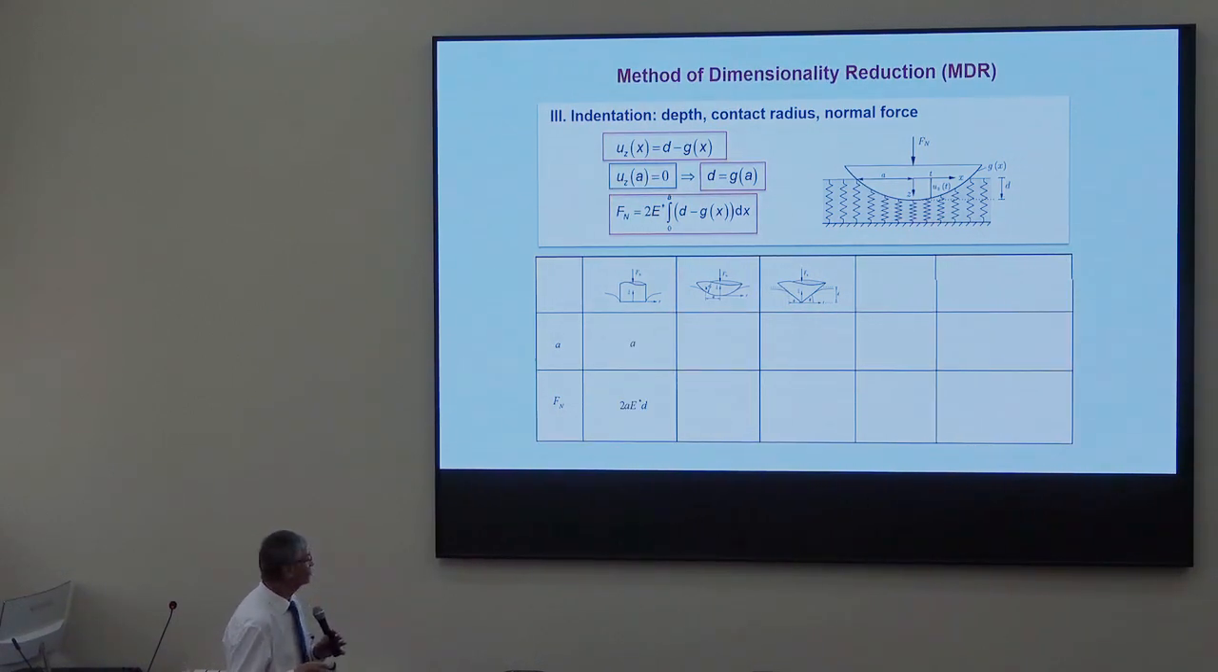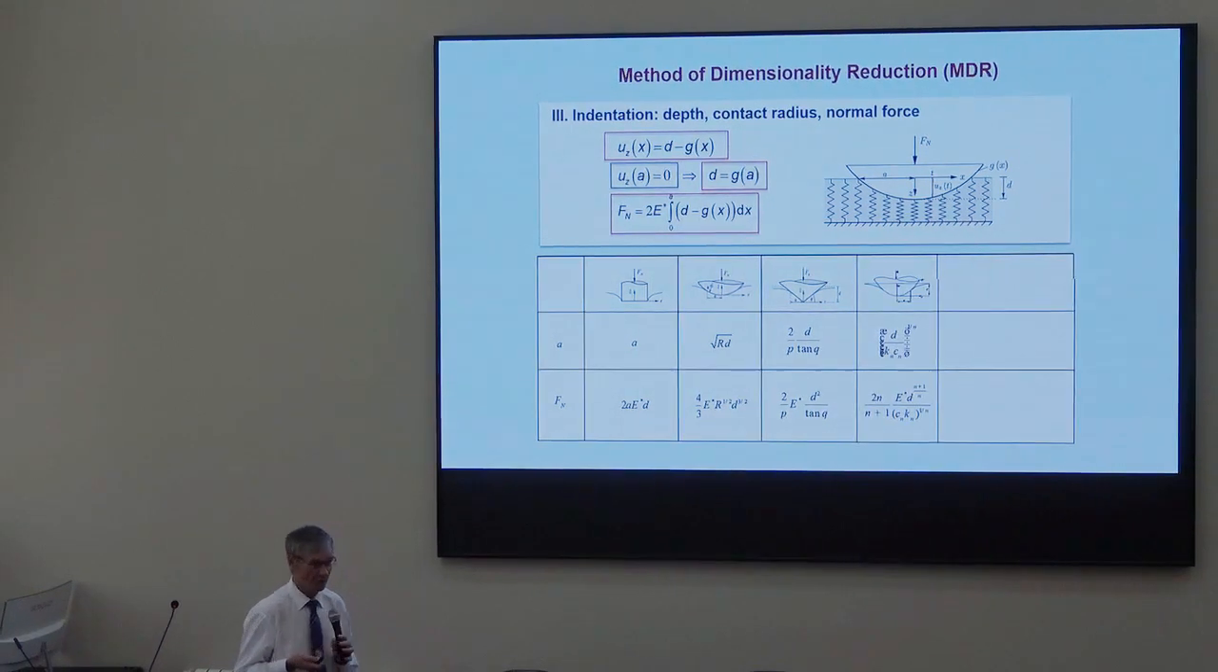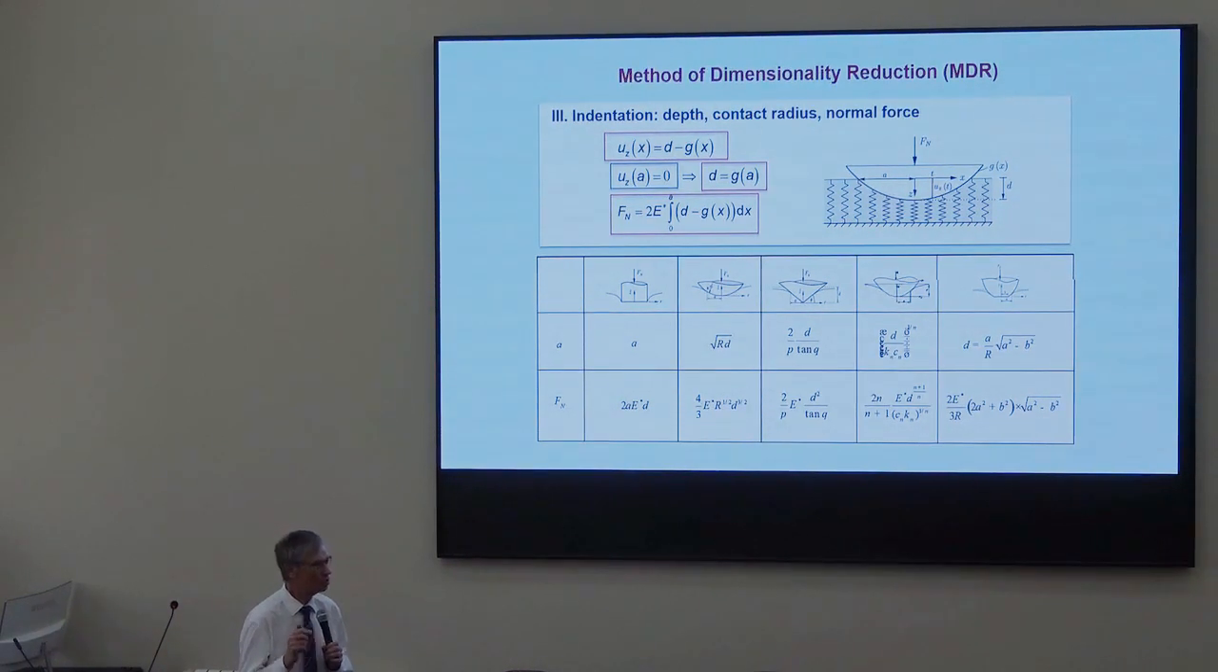flat-ended punch, for parabolic body, this is the classical Hertz problem, for conical profile, for power law profile, and for a parabolic profile with a small flat. The theorems of MDR tell us that the result obtained with this apparently toy model will always exactly coincide with the initial true three-dimensional solution.